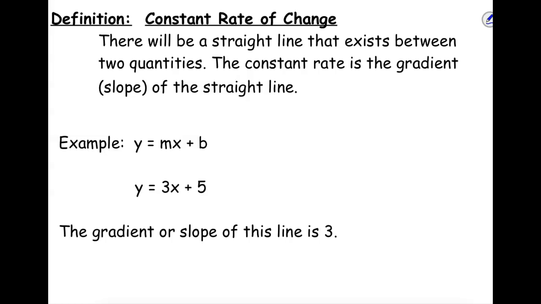So go ahead and highlight: constant rate of change is a straight line between two quantities. The constant rate of change is your gradient. Another word for gradient, and IB is considered the slope of that line. So for example, we have an equation y equals mx plus b, so slope-intercept form. And the equation is y equals 3x plus 5. The gradient is 3. So the gradient or the slope is 3.